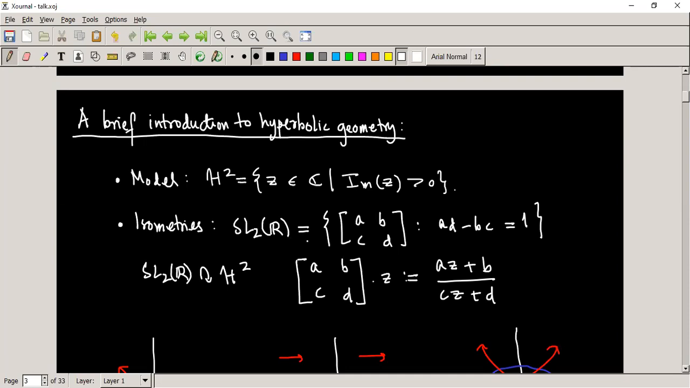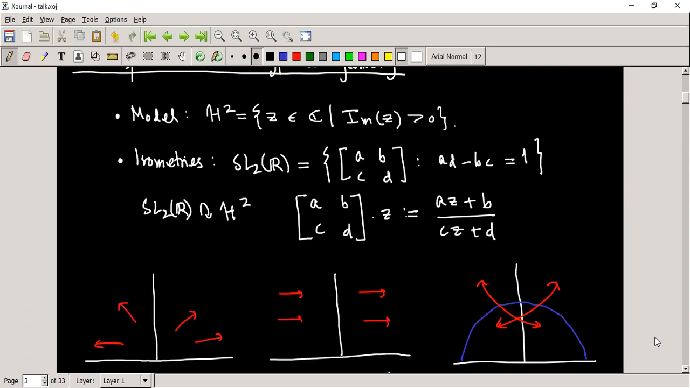In hyperbolic geometry, the isometries form a group called SL2R. They are all matrices of the form (a b; c d) such that ad minus bc equals 1. And it acts on the upper half space as follows: a matrix (a b; c d) acts on a complex number z and spits out (az plus b) over (cz plus d). That's all there is to it. This is called a fractional linear transformation.